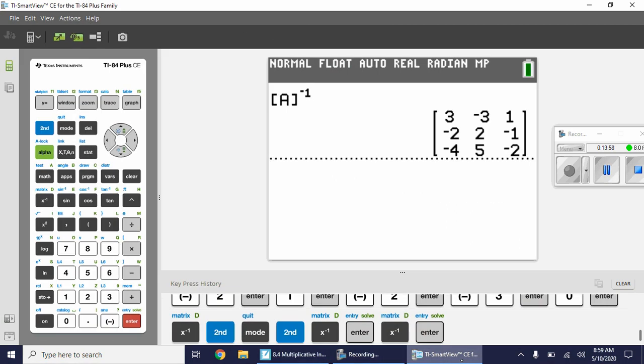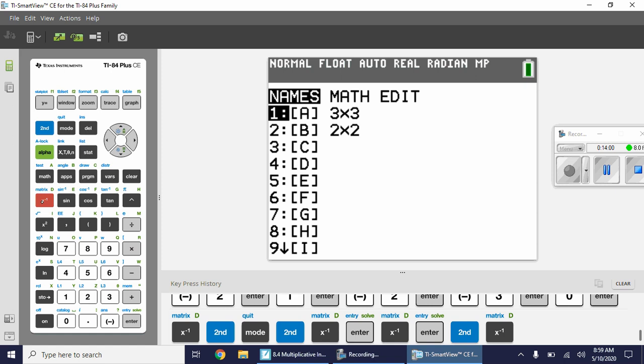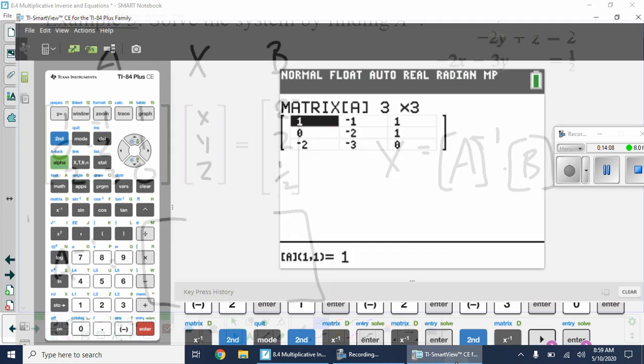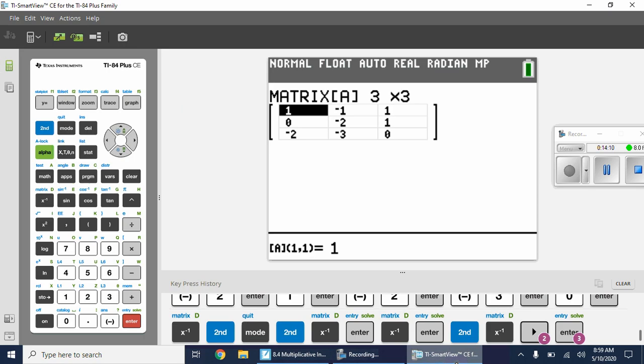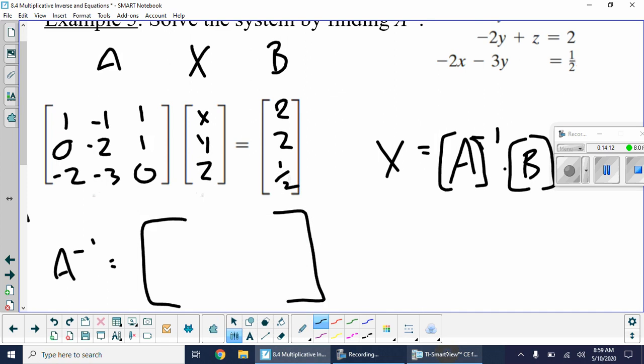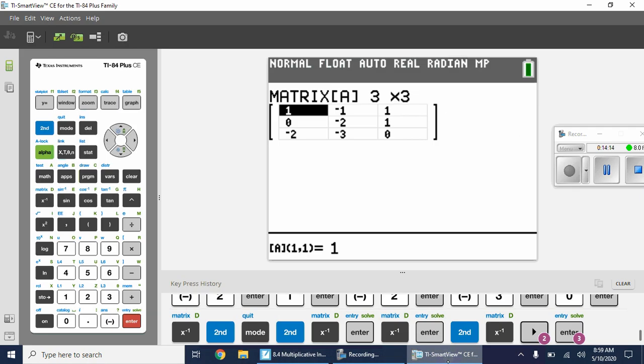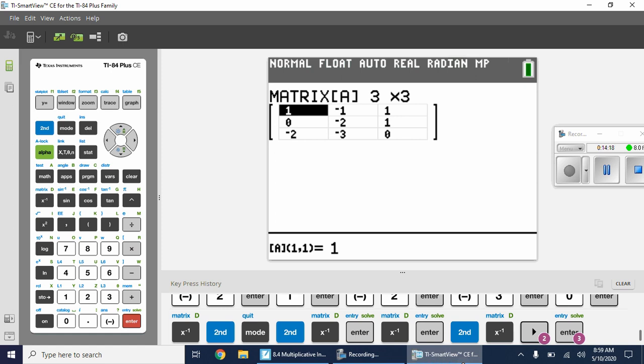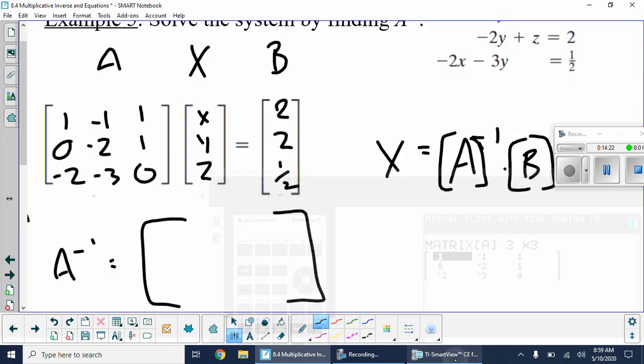So on the calculator, second matrix, go to edit matrix A. It's already in as a 3x3. Let's put in the numbers: 1, -1, and 1. Oh, that's funny. I didn't even notice that they did that. It's the same numbers that we just did in the last example, so that's actually kind of nice.